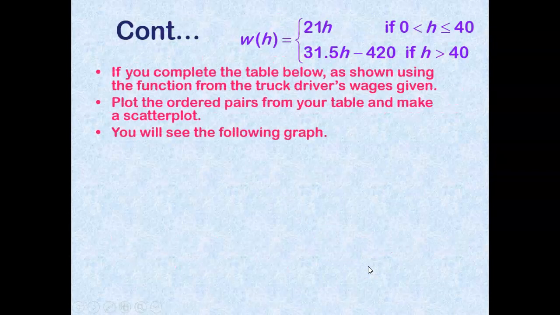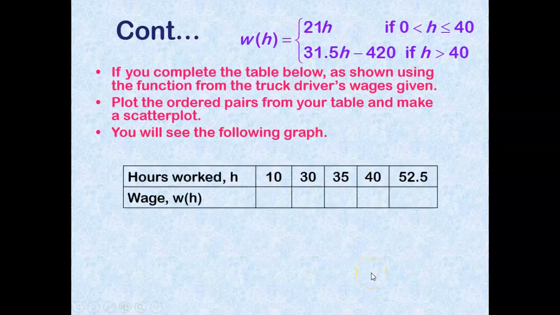So if you were to calculate points, then for instance, if he worked 10 hours, I don't plug the 10 in the top and the bottom because that is not in my interval in both places. The number 10 actually falls between 0 and 40, so I take 21 times 10, and that would give me 210. It's not going to have two answers. Then if I do 30, well, 30 falls between 0 and 40, so 21 times 30 is going to give me 630. When I hit 35, still up here in this interval, so 21 times 35.